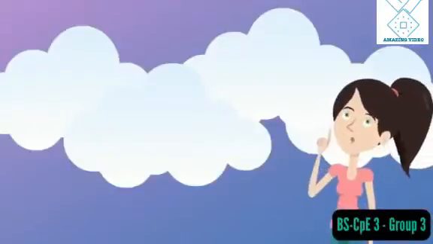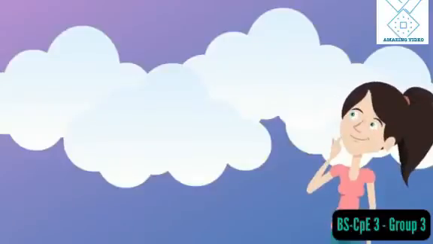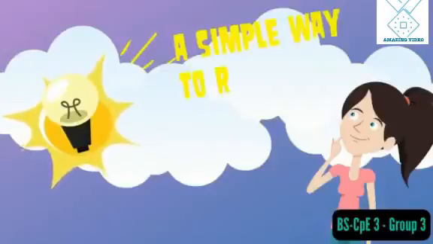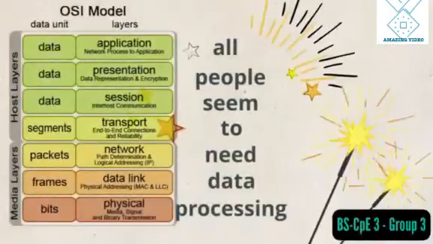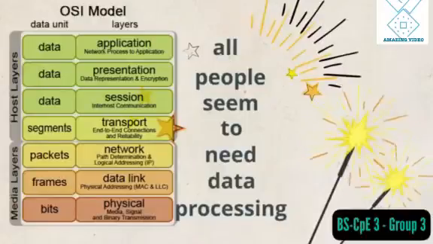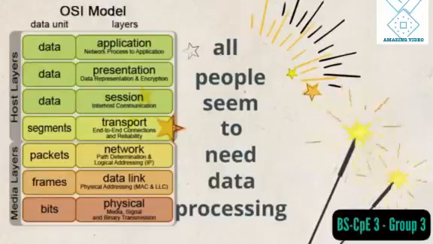Memorizing the OSI layers in order is kind of hard, but don't worry, we got you. So here's a simple trick to memorize the layers in order. All people seem to need data processing. Again, all people seem to need data processing.